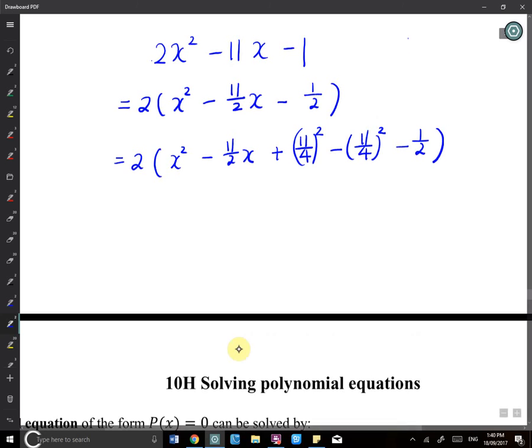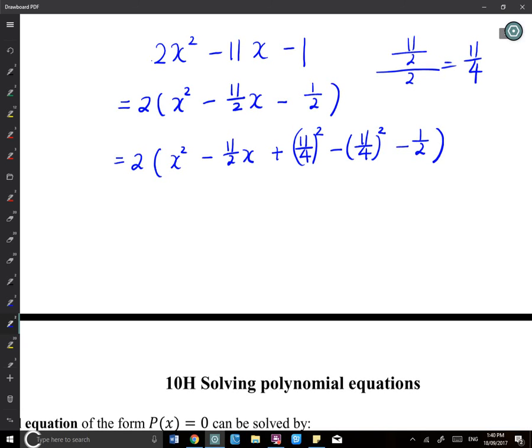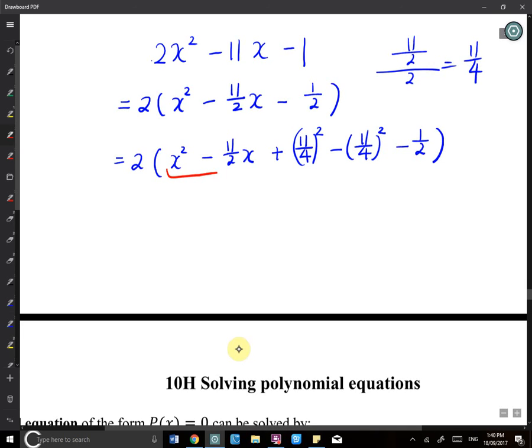11 over 2, half of it is 11 over 4. So half of the b squared, and then subtract half of the b squared. That's how you complete the square, right? x squared plus bx plus c, plus half of the b squared, subtract half of the b squared. Okay? And then I can complete the square for the first 3 terms, and I will calculate the last 2.